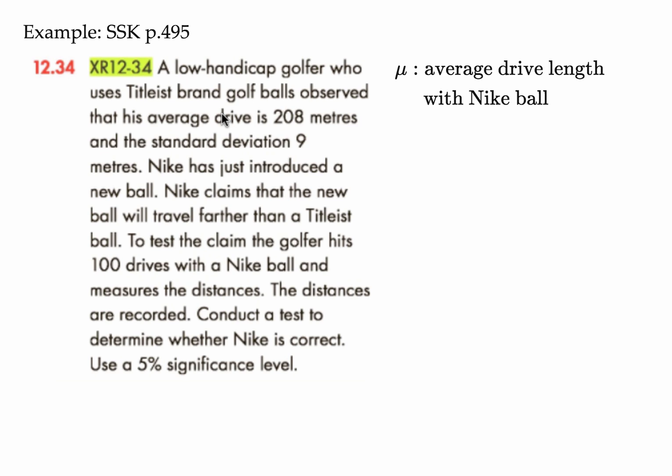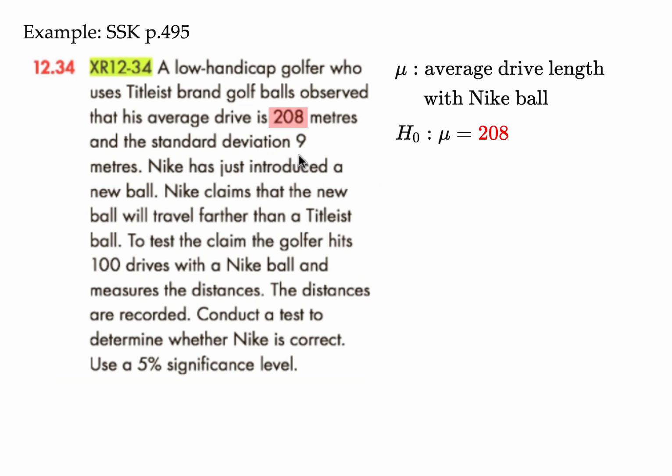So what we want to test: we already know what is the average drive with a Titleist ball. Okay, it's 208 metres. What we want to know something about is what would be the average drive length with a Nike ball. Okay, that's what we're testing, to see whether the Nike claim about the average drive length with their ball is correct. So when a problem is given to you in words like this, it's a good plan before you even start doing any statistics just to write down what are the relevant parameters. And in this case, the main parameter is simply what is the mean that you want to test a hypothesis about. That's mu here. Mu is the average drive length with the Nike ball.